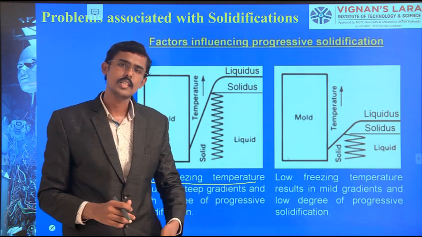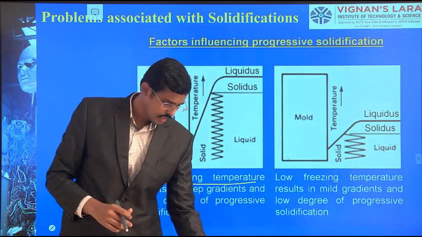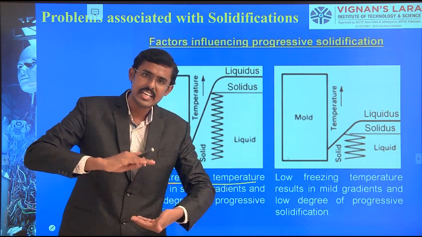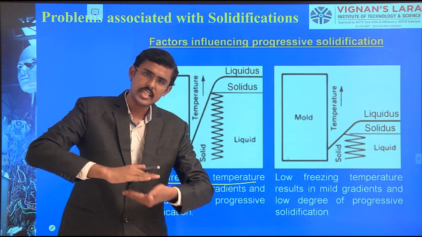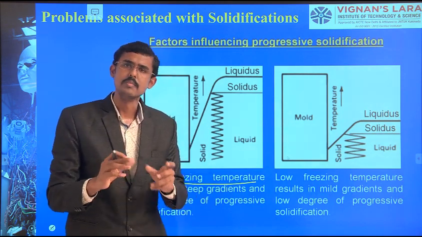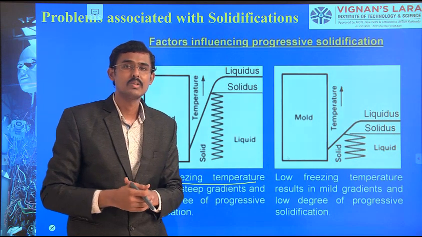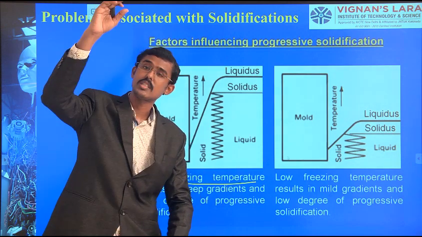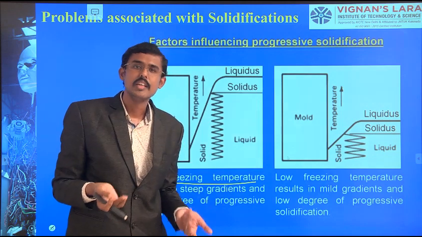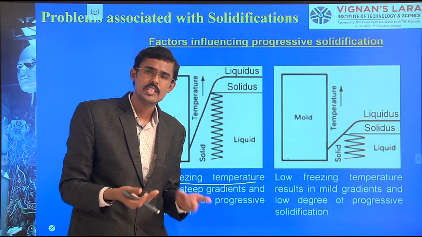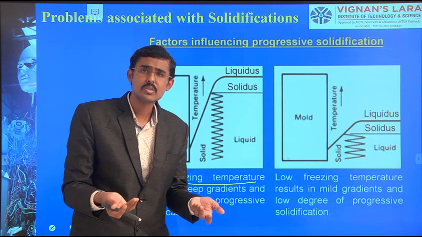Now, let us consider one more example. One object is at room temperature and one object is at 300 degrees centigrade. This temperature gradient is very small. This cools slowly when compared to the high temperature gradient material. Therefore, if the freezing point is high, obviously it starts the progressive. If the freezing point is low, obviously it starts directional solidification.